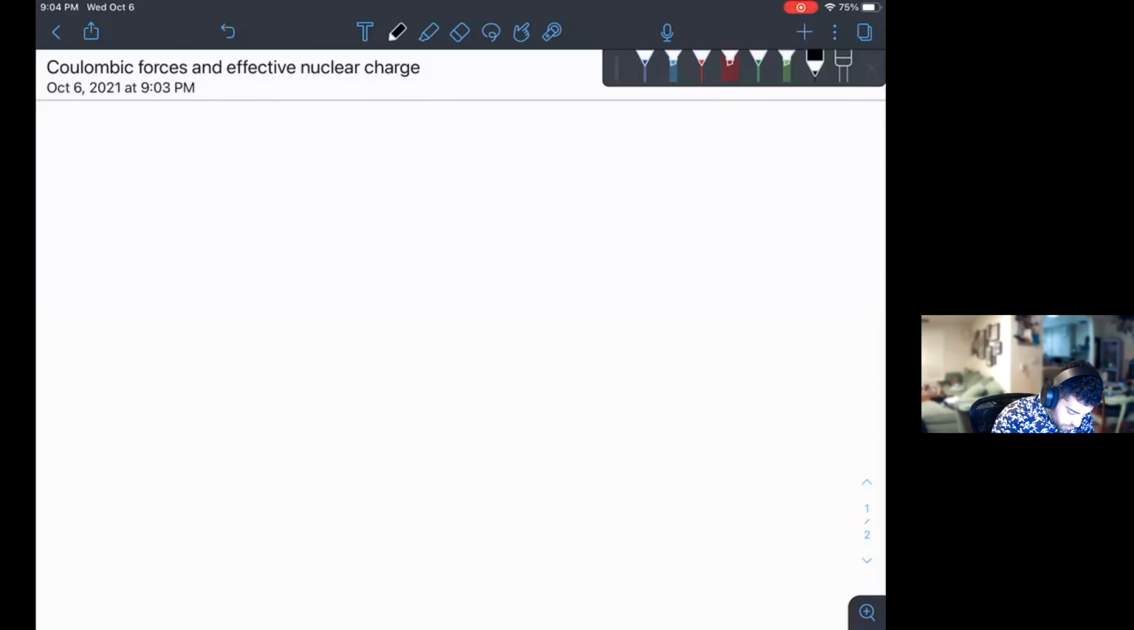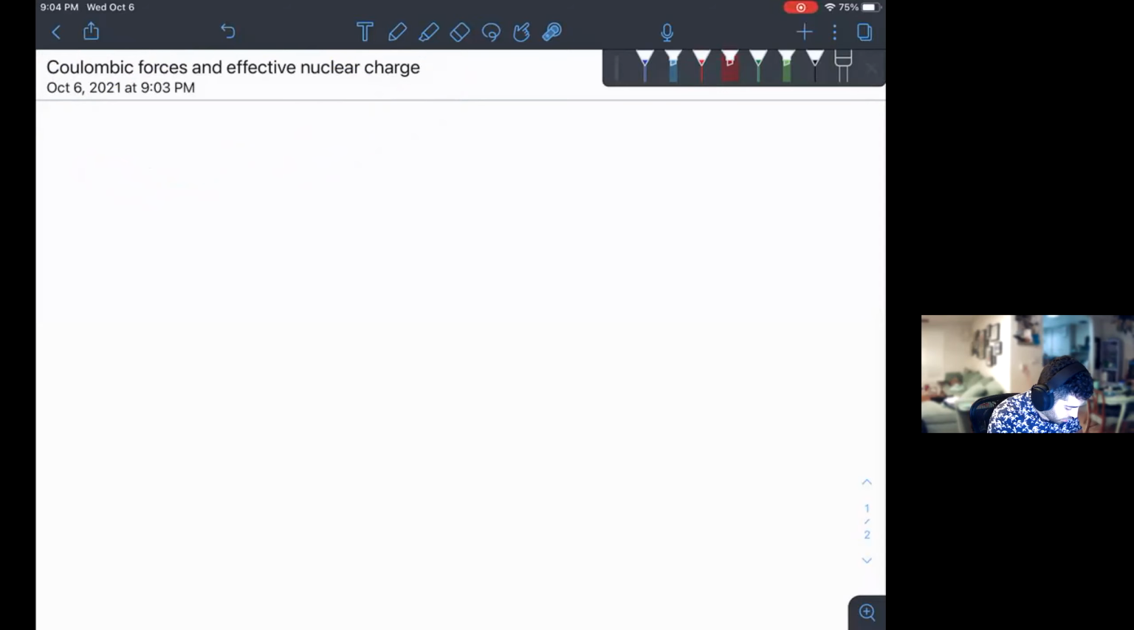All right, y'all. So today I'm going to be talking about Coulombic forces and effective nuclear charge. You can see that right here at the top. So basically, I'm going to start off from the beginning. I'm going to start with Coulombic forces because you need a good understanding of Coulombic forces to understand where effective nuclear charge and almost every other trend actually comes from.